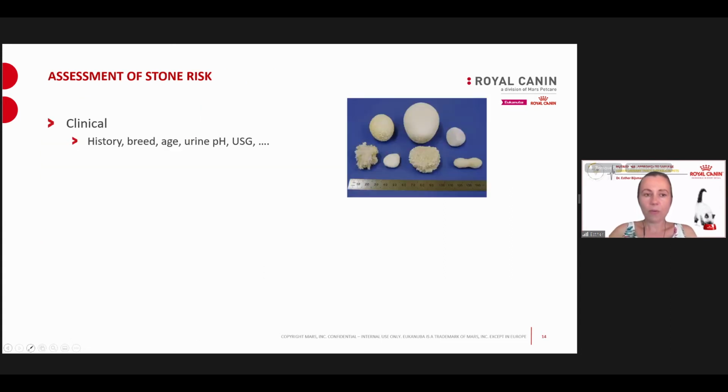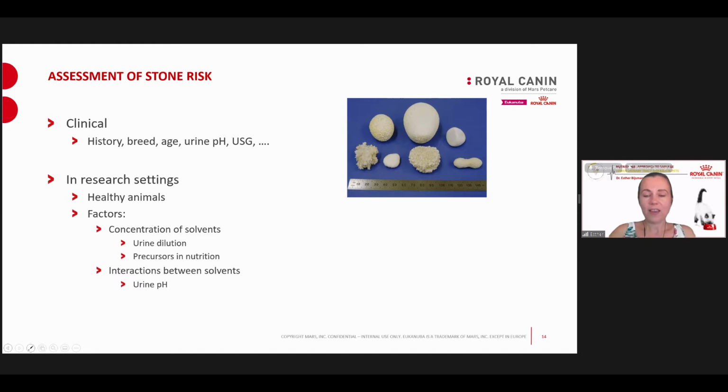So how would we assess stone risk? You all have experience on how to assess stone risk clinically. You take the history, you think about the breed of the pet, the age, the urine pH, the urine specific gravity. But in research settings, we can only assess healthy animals. We don't have animals that have stones.